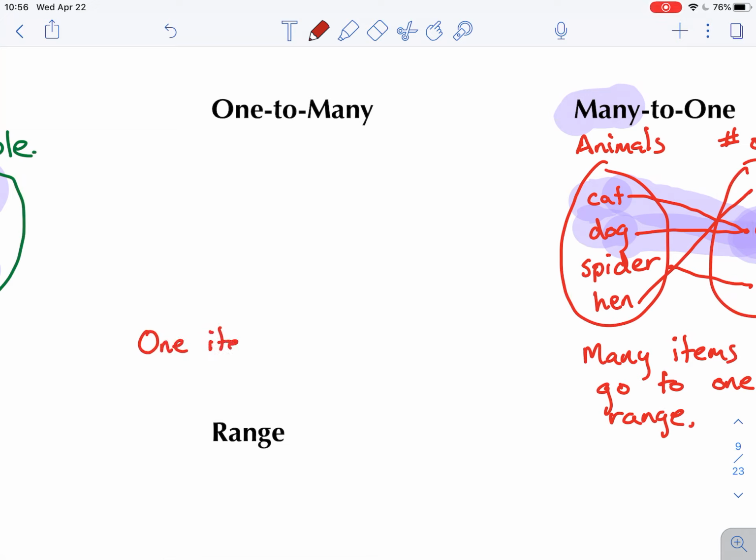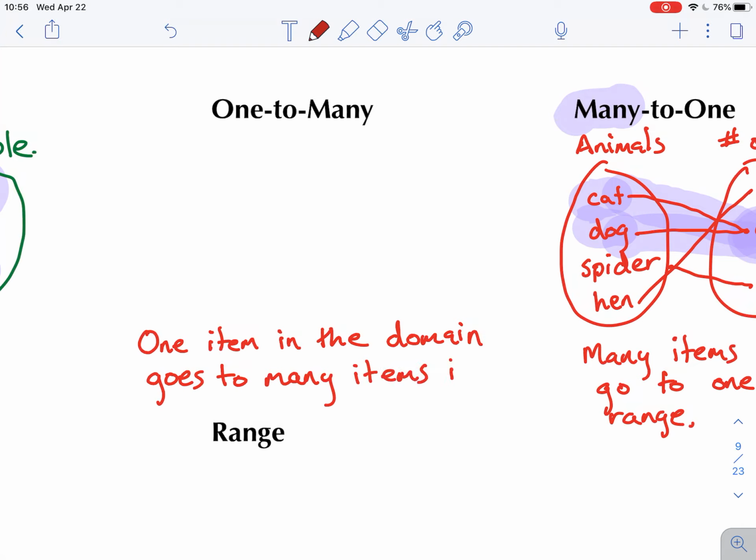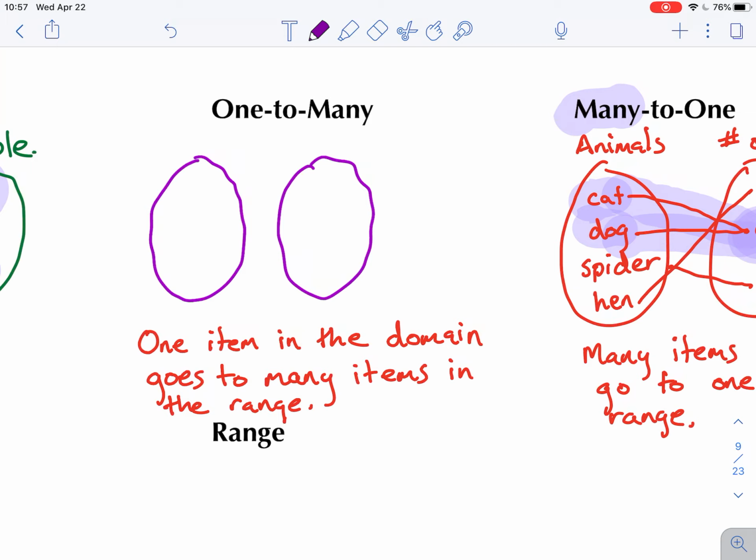So what is a one-to-many relation? Well, this would be one item in the domain goes to many items in the range. So what would be an example of this?